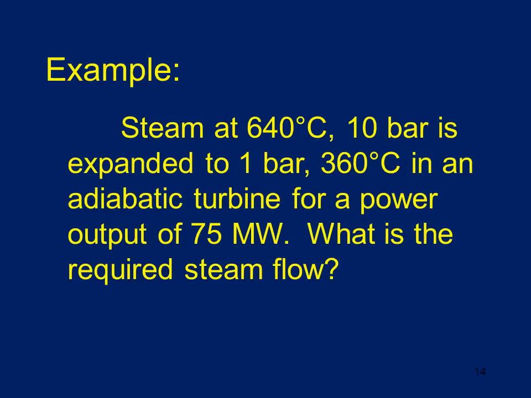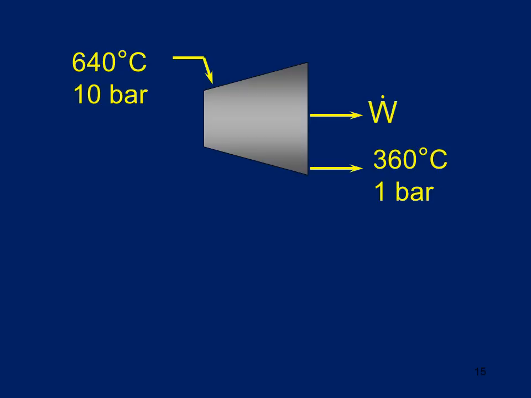So remember, when we found properties, we used either equations or tables. Suppose I had steam at 640 degrees C, 10 bar, and expand it to 1 bar and 360 degrees C. That's a similar pressure drop as our last problem. Notice the temperature is dropping as I expand it. You're taking energy out of it, so the temperature will generally drop as you remove that energy until it gets to saturated. But even once it's saturated, if you keep dropping the pressure, the temperature will drop also. Let's suppose I have an adiabatic turbine producing 75 megawatts, just as the prior turbine with the air, and let's see what the required steam flow is.